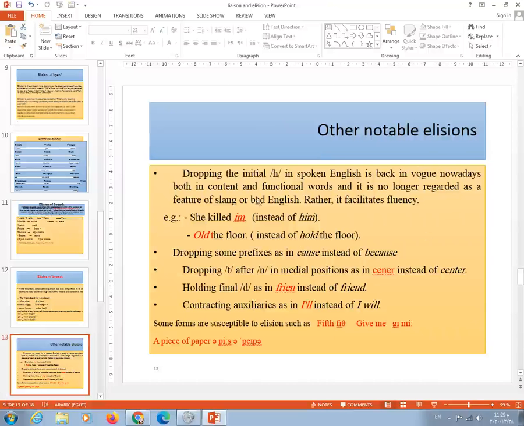You'll find, for example, the dropping of the initial h in words. This is becoming fashionable and trendy nowadays. Okay, dropping an h in many words, especially when it comes at the beginning. However, if it comes in auxiliaries and in function words and so on, it's really important to drop it. For example, "she killed him", "she killed 'im".